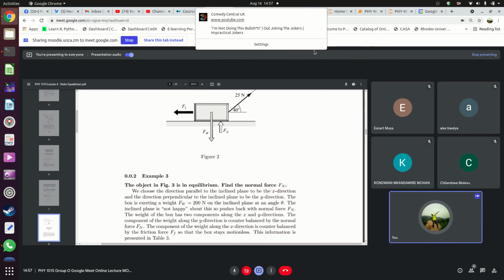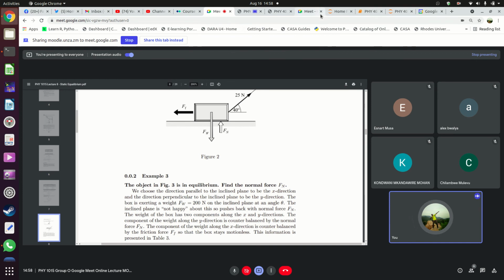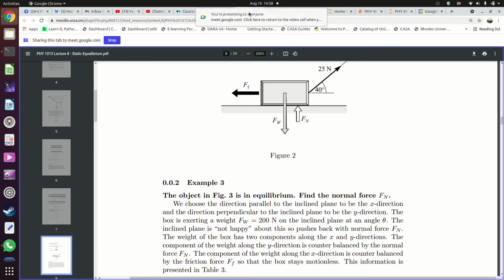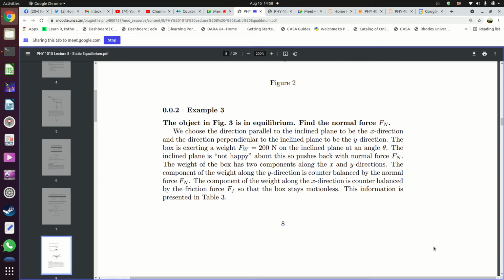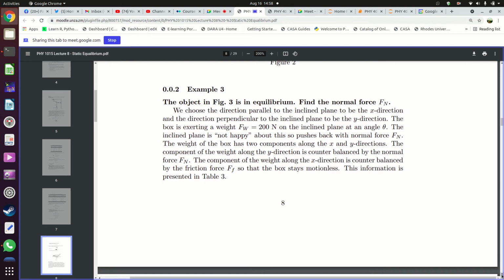After creating your table of components, you work out what the components are. Then you add the X components, you add the Y components, and you make sure when you add them, they add up to 0. So you force them to equal 0. Are we clear? Then you find whatever it is we're asking you to find. So with example number 3, an object in figure 3 is in equilibrium, find the normal force Fn. Let's see figure number 3.